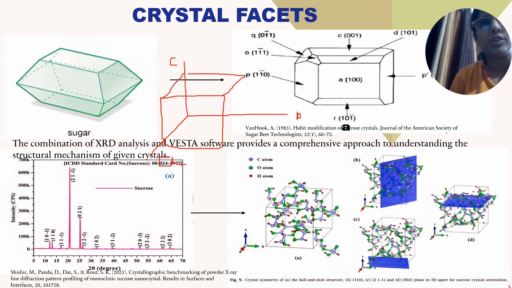So if we shift the origin from here to here, this is C, this will be A, and this will be B, right? So the angle between these planes, that is 110 and 001, will be beta because it is between the C axis and the A axis, and it is clearly shown that the angle between 110 and 001 is not 90 degrees, it is greater than 90 degrees.